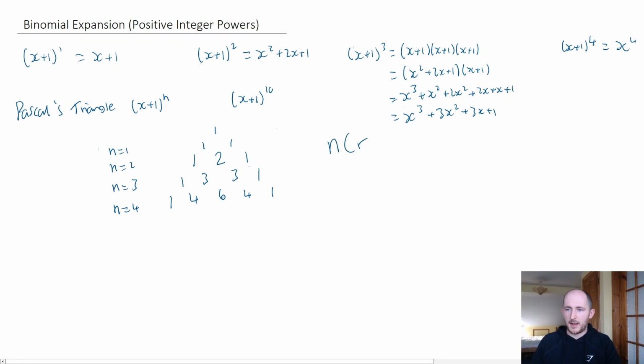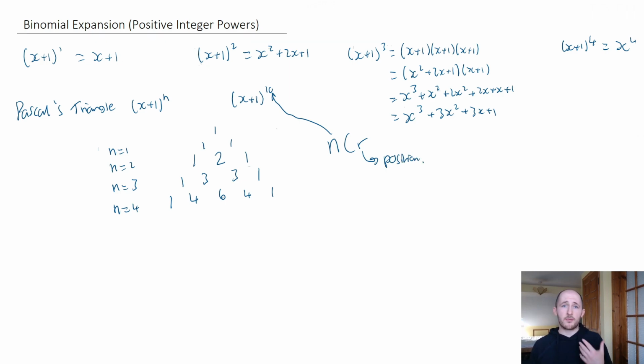N is simply the power of the bracket. And R is, I like to call it, the position that you're in. Now, if any of you do programming or know anything about programming, position will make a bit more sense. It's like an array or a string. And we start counting from 0. I know, weird. But you will get used to it extremely quickly, which is good.